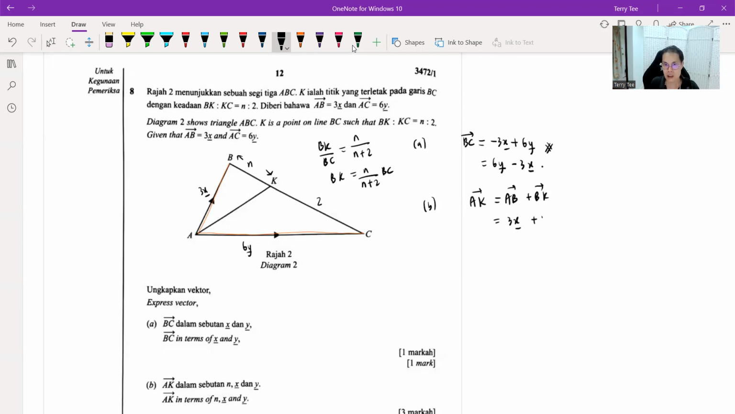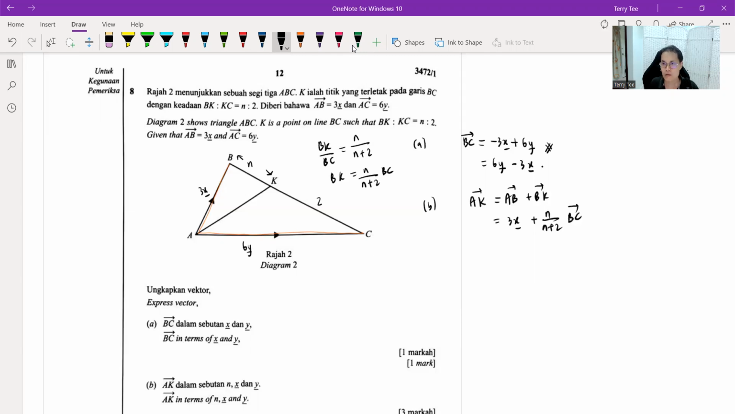For example, your n can be 1. So your BK is 1, right? Your BC should be 3. 1 plus 2, 3. Yeah? So you multiply over, BK is 1/3 of BC. But in this case, you have to leave your answer in terms of n. Okay, so in this case, can we just sub inside? This is n over n plus 2 of BC.